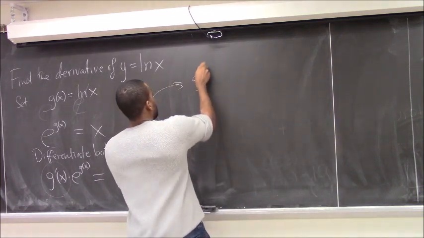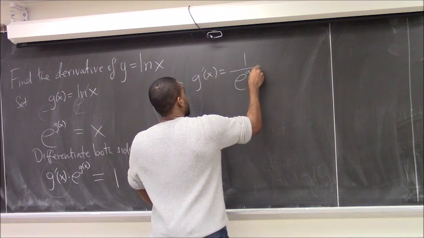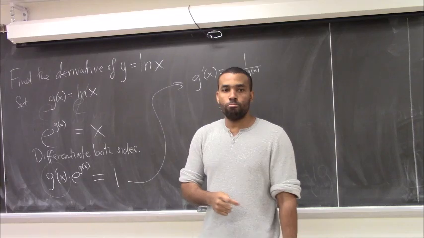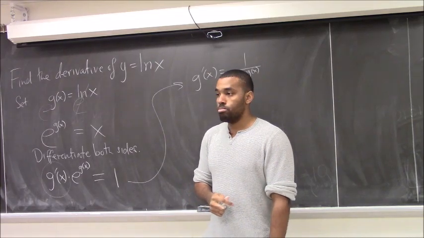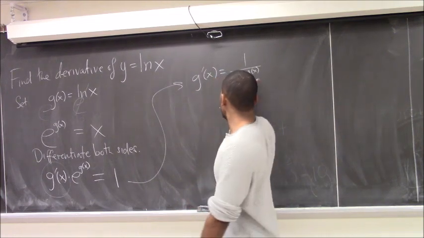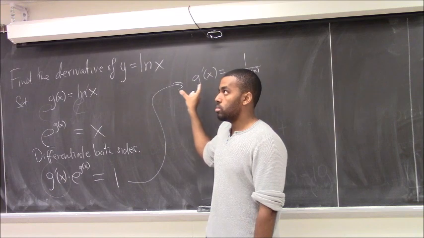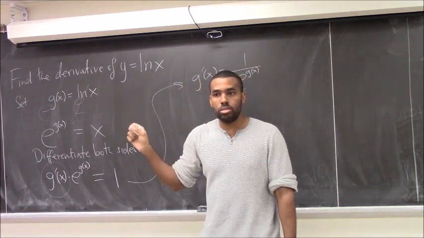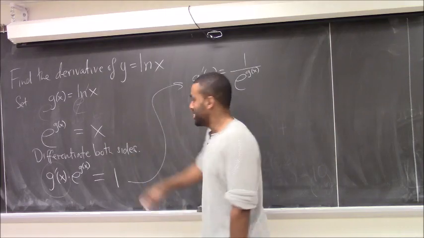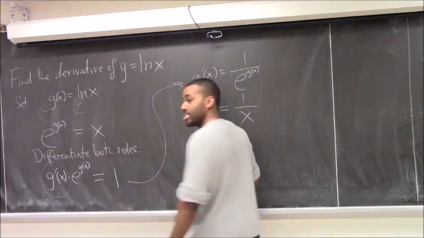So this would mean that g prime of x is 1 divided by e to the g of x. But what is e to the g of x? G prime of x times e to the g of x is the derivative of e to the g of x. Oh, it's just x. We have it here. E to the g of x is x.